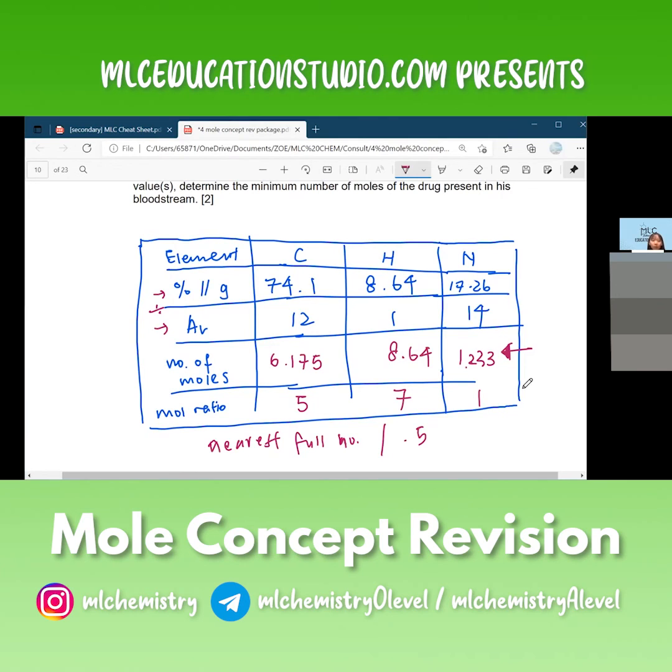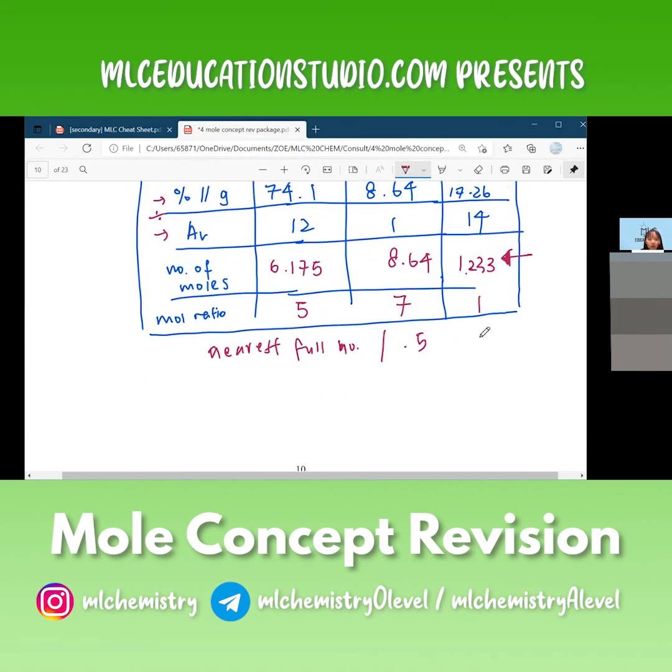Okay, clear? So basically, that's how you fill out the table. And if you fill it out already, the mole ratio will give you the empirical formula. Copy down the number. This is your empirical formula. So normally you just write empirical formula equals this.